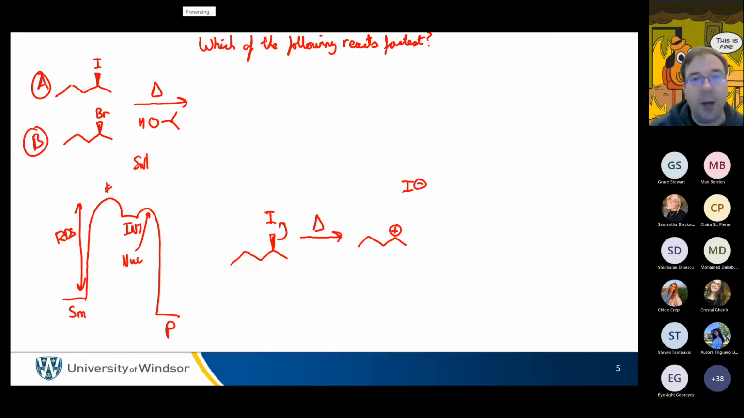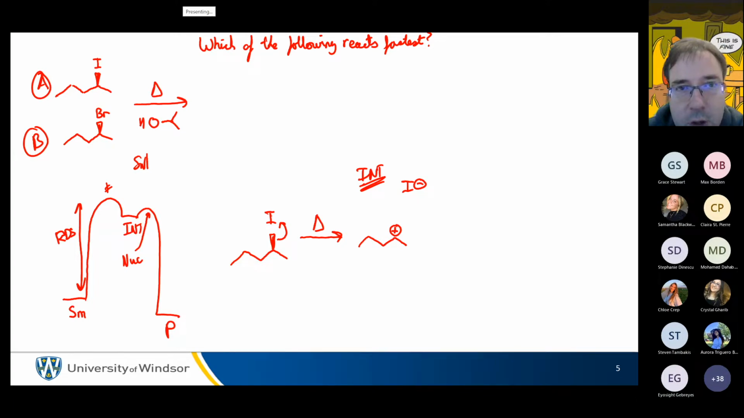So we break the carbon-iodine bond. The iodine moves away. In a transition state, the bond is partially broken. This is the intermediate, by the way. It's a carbocation intermediate. In a transition state, the bond is partially broken, but the iodine hasn't drifted away completely. In the intermediate, the iodine has drifted away completely. All we're left with is a carbocation.